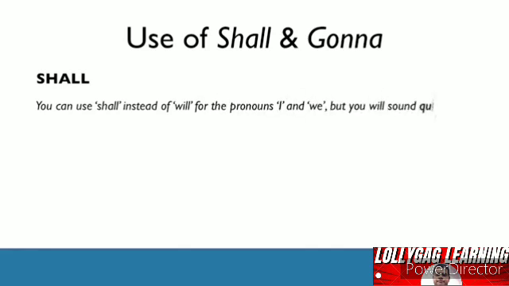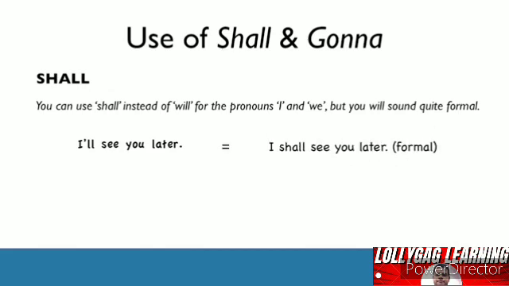Before we move on, I'd just like to point out two words that you will come across quite often. One is shall, and the other is gonna. Now, shall is a very formal word if used for the future tense. It goes with the pronouns I and we. But if you use it, you will sound quite formal. You will be correct, but formal. So you might hear, or you might say in a formal situation, instead of I'll see you later, you can say I shall see you later. We'll discuss this tomorrow. If you want to sound more formal, you could say we shall discuss this tomorrow.